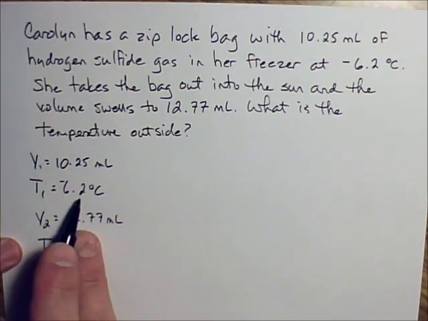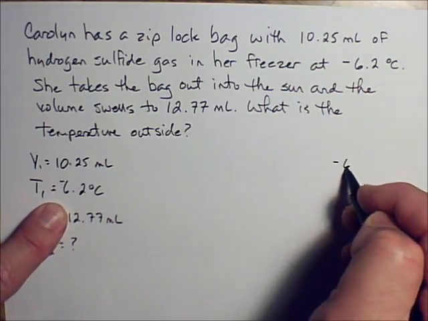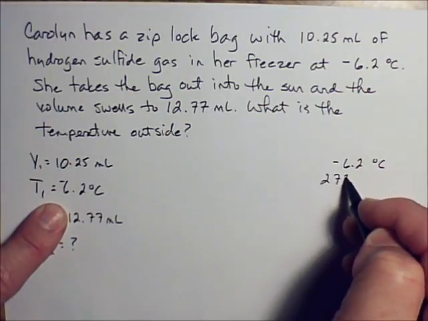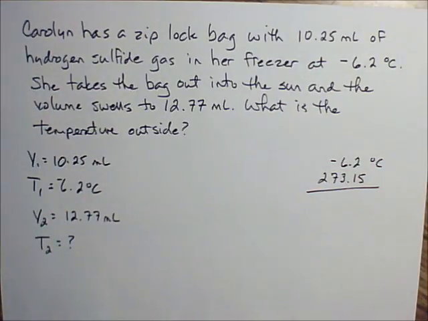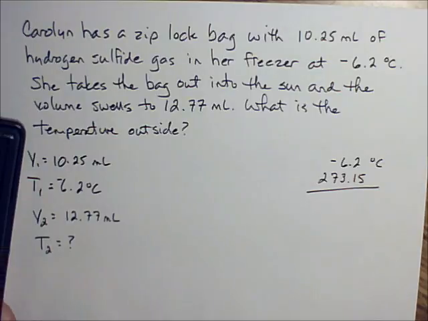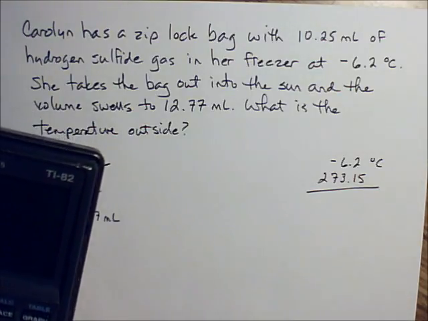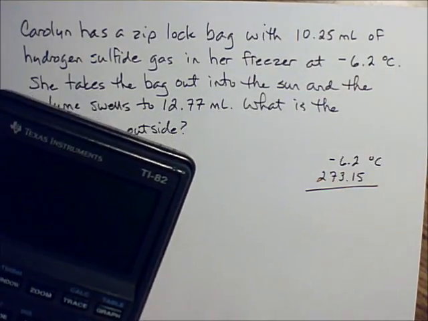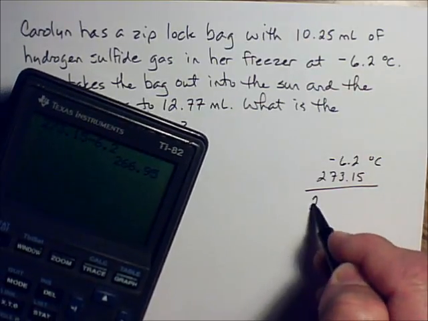So first, let's change our temperature to Kelvin temperature. We've got negative 6.2 degrees C, and we're going to add 273.15 to that to get our Kelvin temperature. Now, there's a couple ways to do this, by the way. You can actually add a negative 6.2, or you can subtract 6.2. If that doesn't confuse you, I hope it doesn't by saying that.